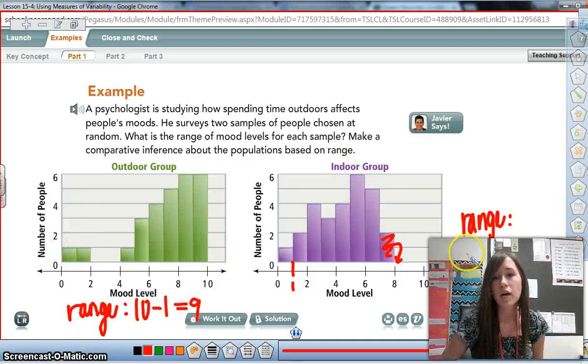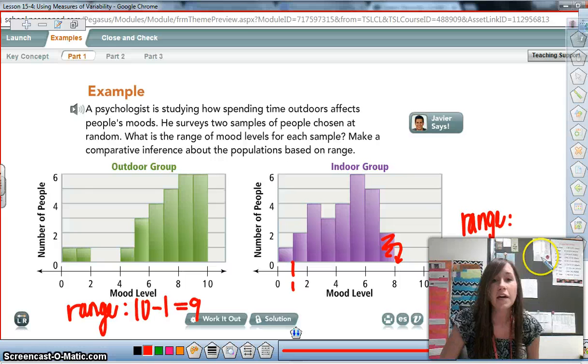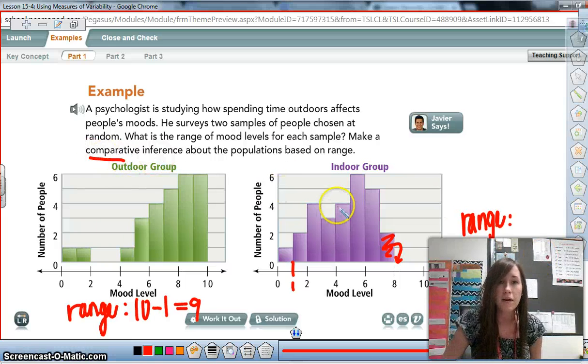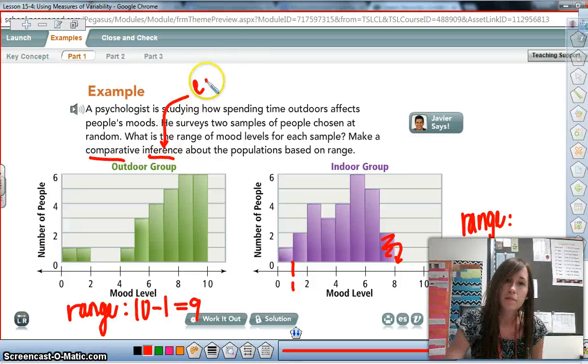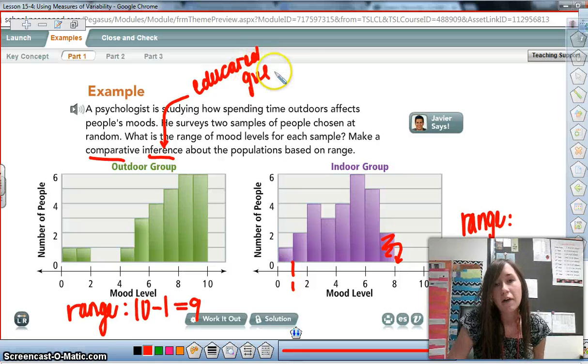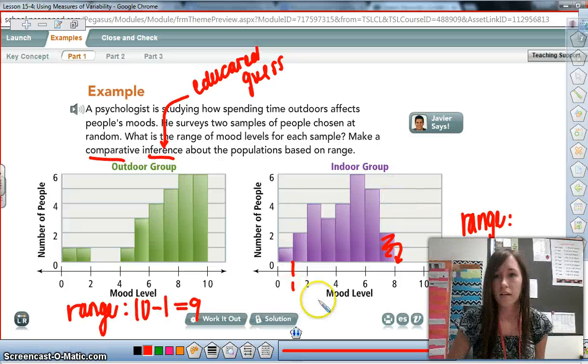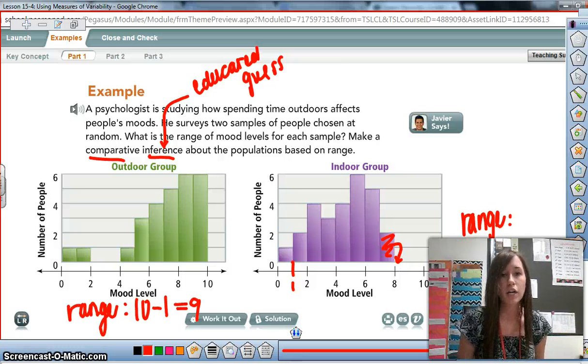In the indoor group, our mood levels went from 8 down to 1, and so we had a range of 7. So we want to make a comparative inference, where we compare the two groups. Inference is an educated guess about the population based on our answer for range. If we look at our ranges, the outdoor group had a greater range than the indoor group.